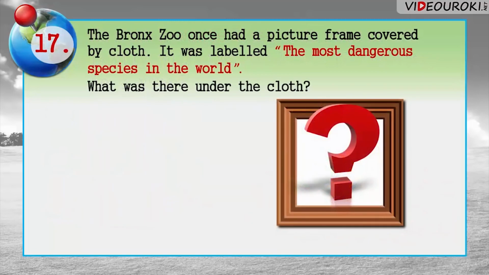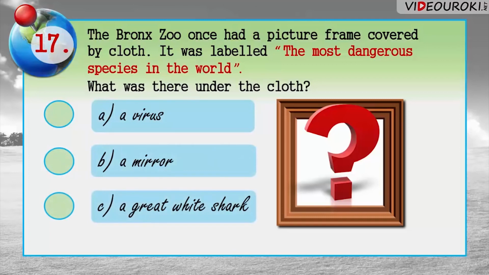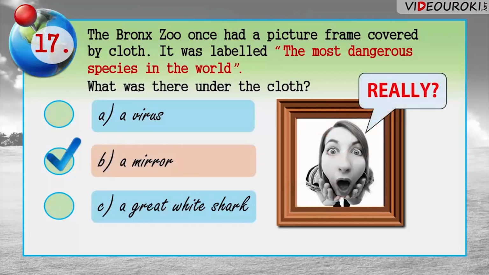Question number 17. The Bronx Zoo once had a picture frame covered by cloth. It was labeled, "The most dangerous species in the world." What was there under the cloth? A. A virus. B. A mirror. C. A great white shark. Correct answer is B. A mirror. Every visitor could see his own reflection.